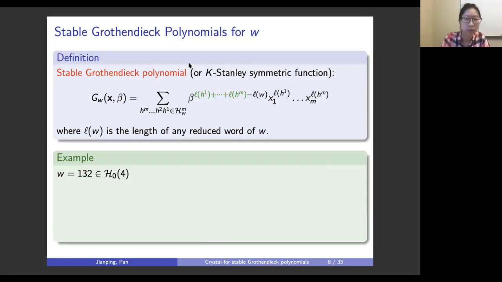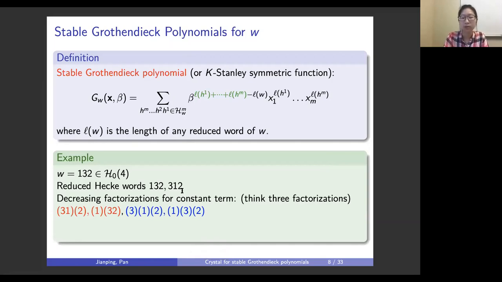Let's do an example, again with the word 1-3-2. There are 2 reduced Hecke words, 1-3-2 and 3-1-2. Now we can write down the decreasing factorizations for the constant term. Constant term means beta to the 0. We do not throw in extra letters. If you think of that, we only have 3 terms x1, x2, and x3, and that's all of them. I'm skipping some empty factors, like you can put the empty factor here or here or here. So there are actually 3 of them in different locations.